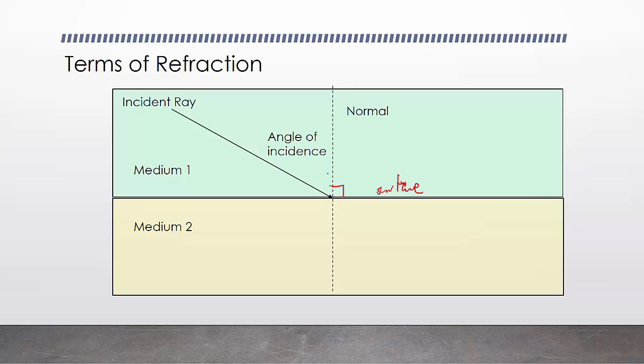There's this angle of incidence, so you always measure from the normal to the incident ray. The medium 2 will always contain the refracted ray, and this is known as the angle of refraction. The angle of refraction is always measured from the normal to the refracted ray.